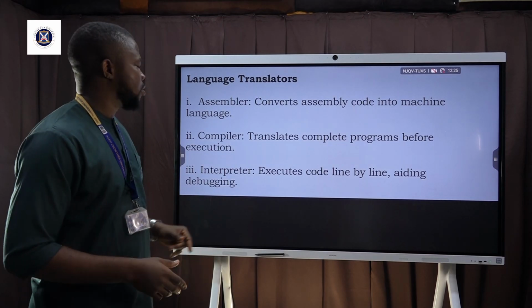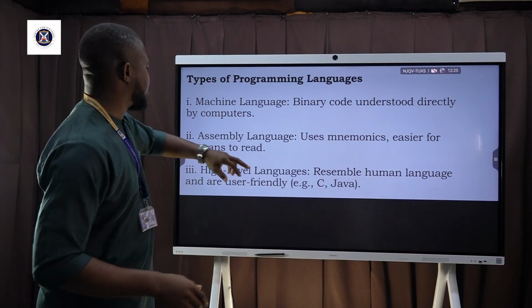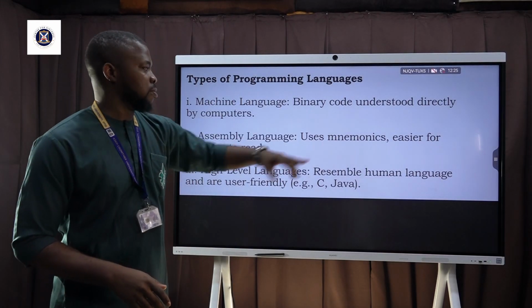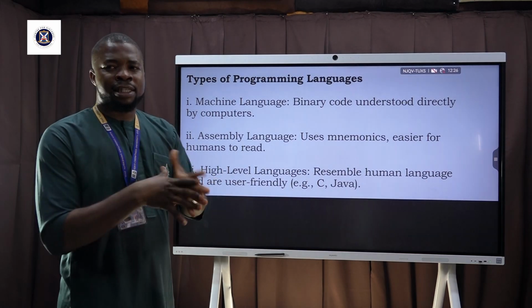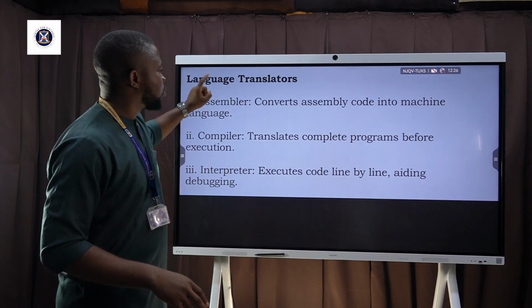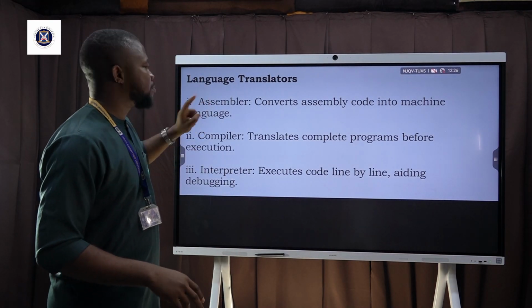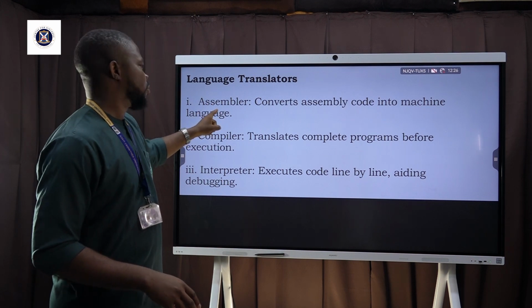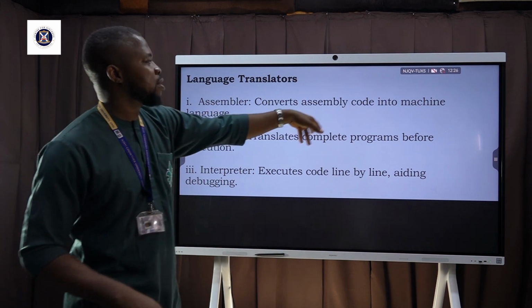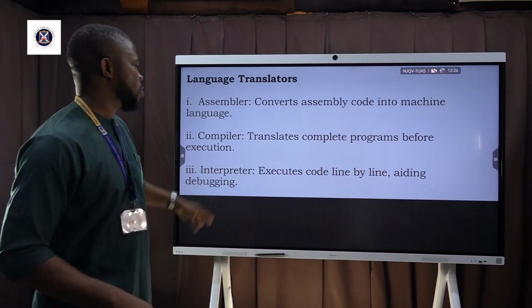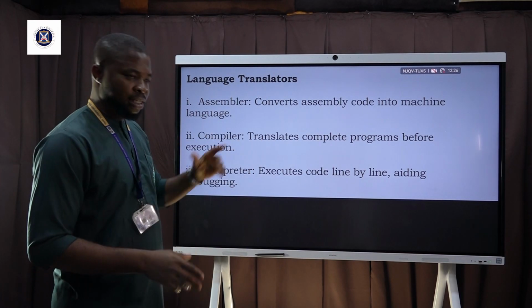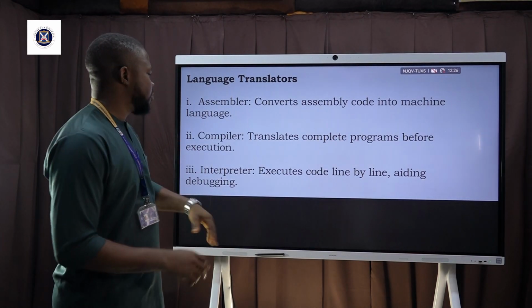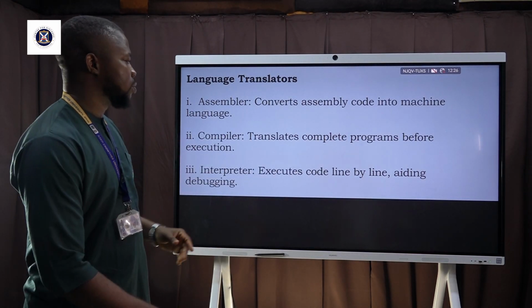Then language translators. For instance, if you recall that I said assembly language uses mnemonics. Languages that are written in assembly language, the translator used for decoding or interpreting that language is an assembler, for the machine to understand. This converts assembly codes into machine language. Then you have your compiler that translates the complete program before execution. Then you also have your interpreter, which executes code line by line.